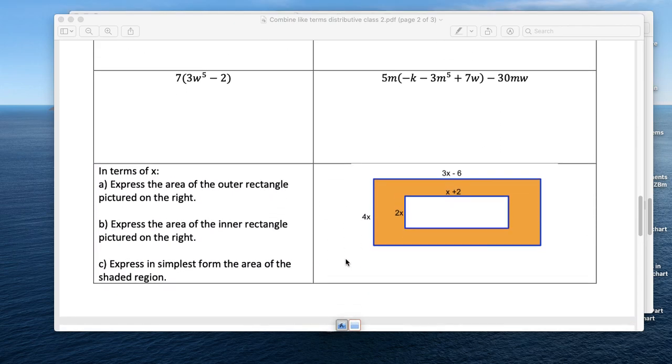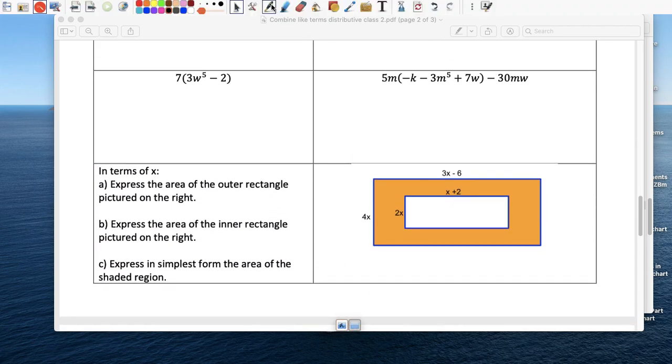All right, so again, distributive property. 7 and 3 is 21W to the fifth power, and then 7 times negative 2 is negative 14. That's it.